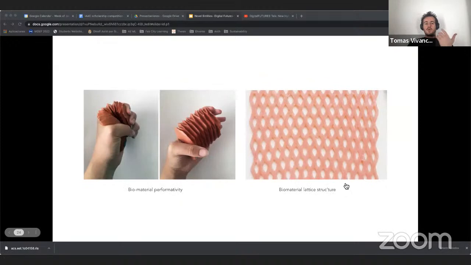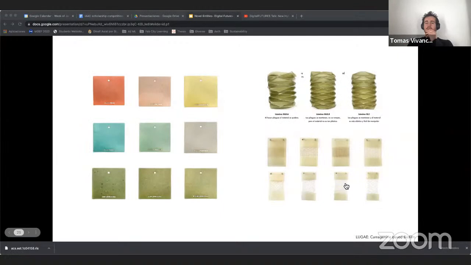So we started designing with different biomaterials and trying to give some material performance or material properties to the material through geometry. In this case, we earned a research funding to develop some bioplastic samples with algae, with carrageenan, and making some biofilms that we managed to 3D print and also to laser cut in order to test the different samples.